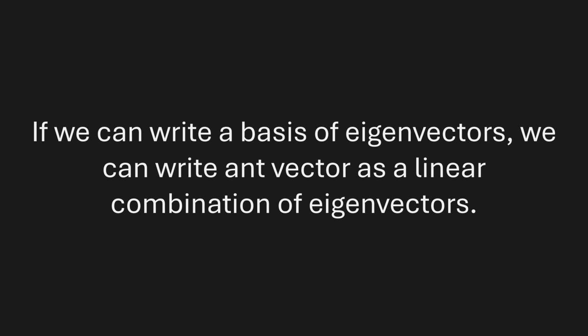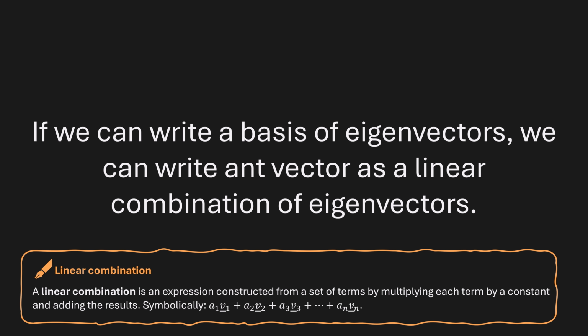If we can write a basis of eigenvectors, and we will see later how to do that, we can write any vector as a linear combination of eigenvectors. Thus, every vector will be stretched at most as an eigenvector, which means at most by a factor equal to the biggest eigenvalue. We call the eigenvalue with the biggest absolute value the spectral radius.